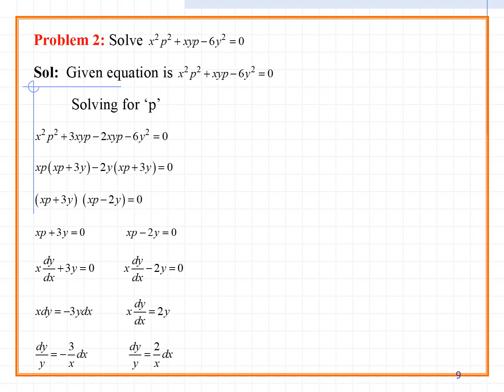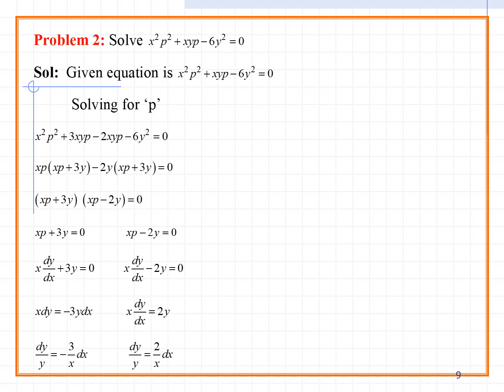So the given equation is x square p square plus xyp minus 6y square equal to 0. Again, using this equation, you can change it. How can we change it? Now we observe that xp is the common term. Once we take xp as common, the remaining term is 3y. For the second term, minus 2y is common, and the remaining is xp plus 3y equal to 0. After that, the outer factor is xp minus 2y and the common factor is xp plus 3y. So again we can write xp plus 3y equal to 0.